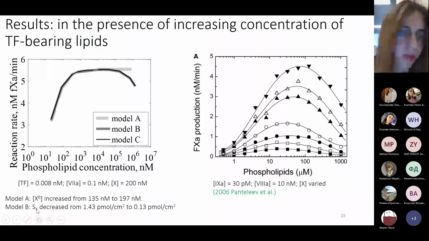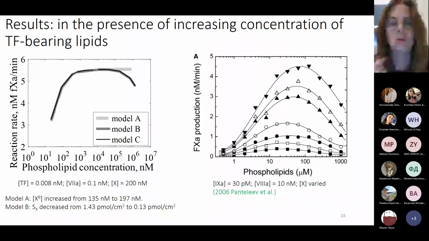Because of this decrease, we have the decrease of the reaction rate, because we have more place between those factors and a lower rate of their collision and binding to extrinsic tenase. So from those two pictures, we can conclude that models B and C provide a better description. For those high concentrations of phospholipid and low tissue factor surface densities, we should include two compartments, solution and surface.